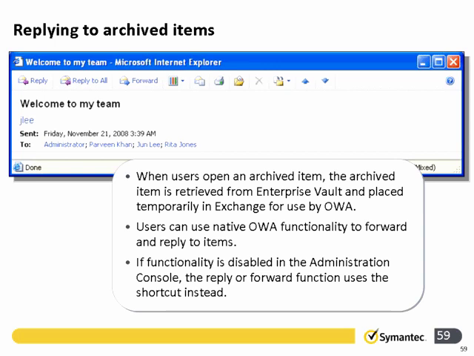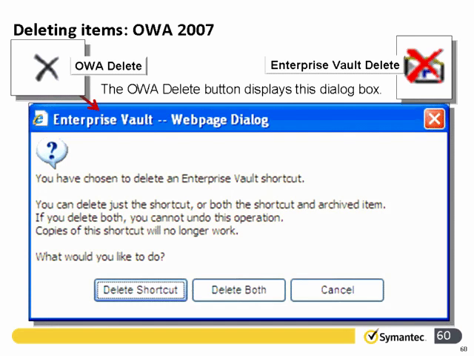And you can disable this functionality inside of Outlook Web Access based upon your desktop policy settings if you decide to do that as well. Next, we want to talk about the concept of deleting items when you're using the Outlook Web Access environment. You can use either the Outlook Web Access Delete, and if you select that, you will be prompted on what you wish to do. Do you delete just the shortcut, or do you delete both the shortcut and the archived item? If you do select delete both, the shortcut and the original item will be deleted from your archive.